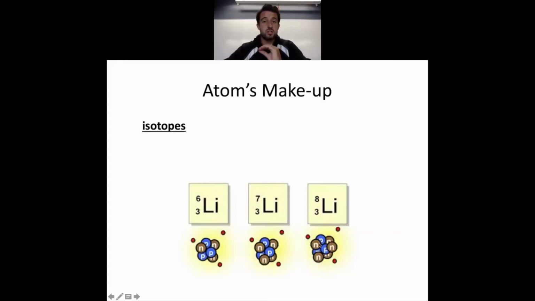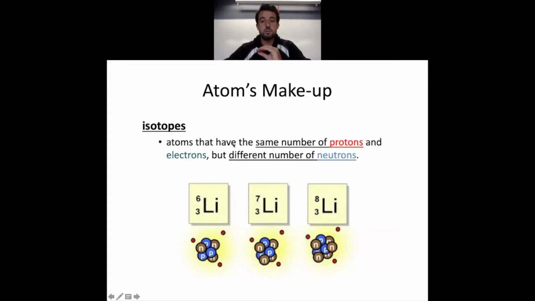So here's what an isotope is. Atoms that have the same number of protons and electrons, but different number of neutrons. Sometimes we just shorten that to same number of protons, different number of neutrons. So an isotope will have a different mass. That's the key here. So you see those mass numbers on top, 6, 7, and 8. Those are all different because the neutrons are different, right? Neutrons and protons both affect mass. And remember, mass is protons plus neutrons.